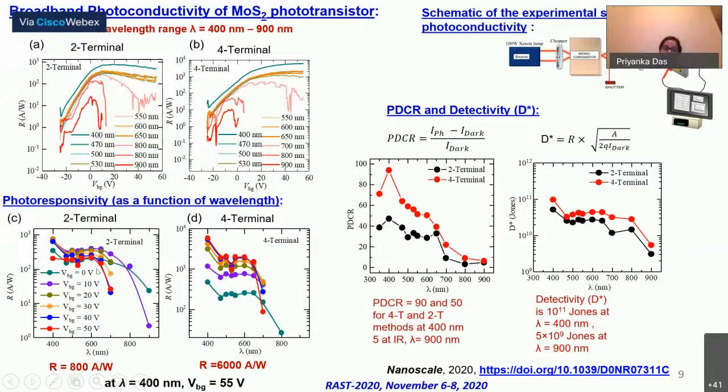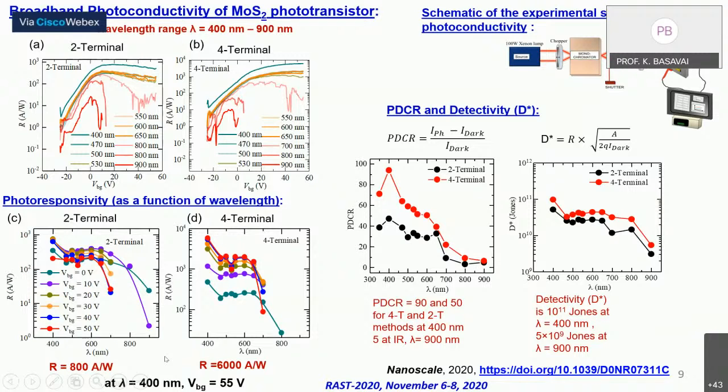And this broad peak in the range of 600 to 700 nanometer is due to the excitonic absorption peak in the MoS2.